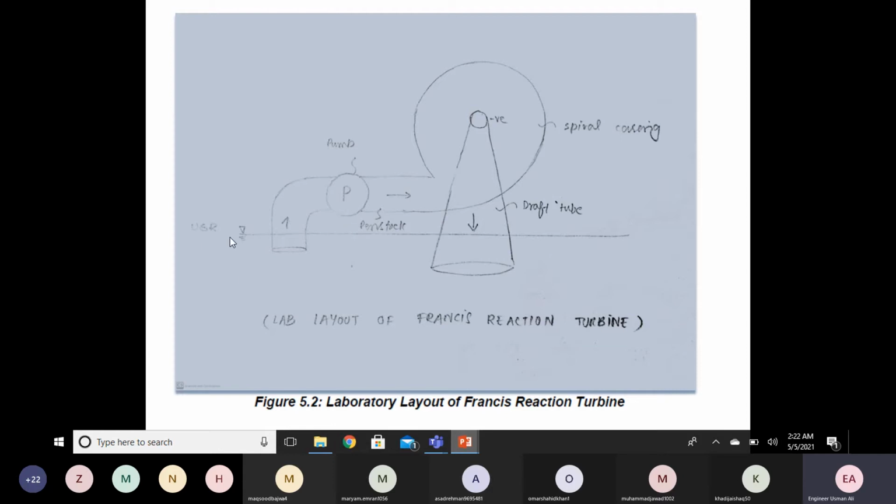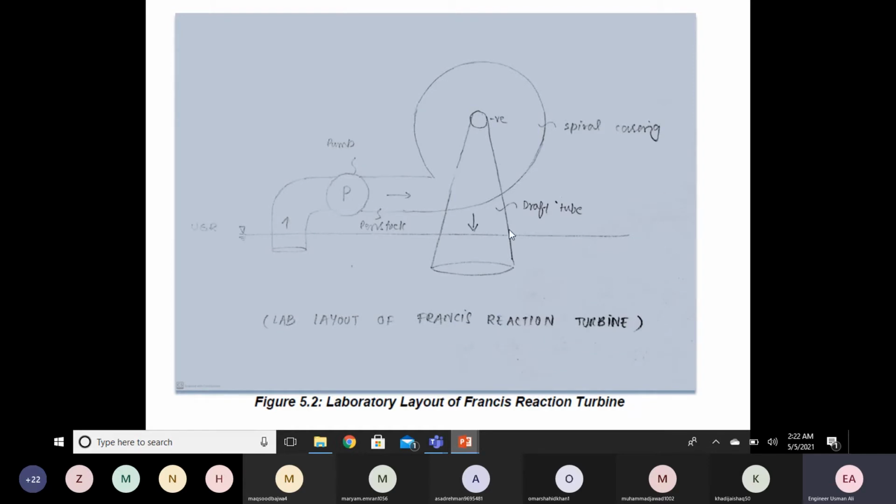So we have the pump, we have the underground reservoir, we have the suction pipe, we have the penstock pipeline to convey water from the source of water to the casing of the turbine. This is the spiral casing we call it, or it is also called the pressure casing of the Francis reaction turbine, or scroll casing we also call it. This is the outlet of the casing shown having a negative pressure, and this is the draft tube.